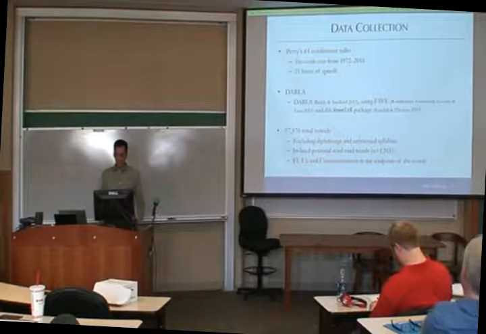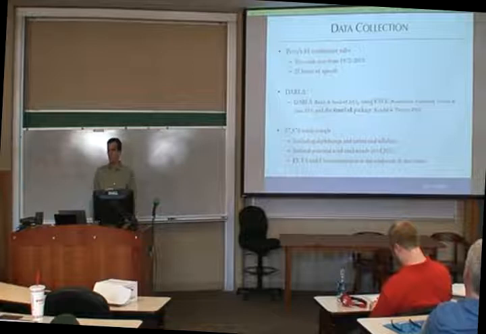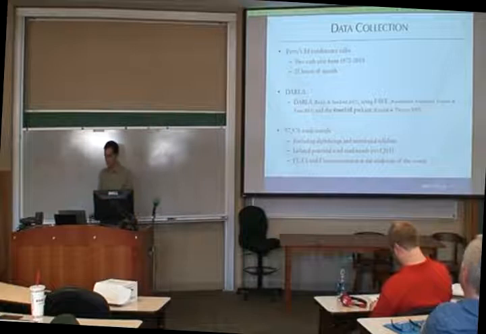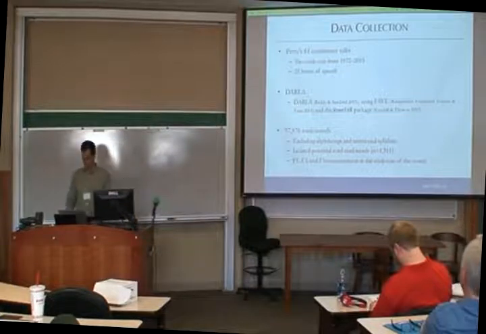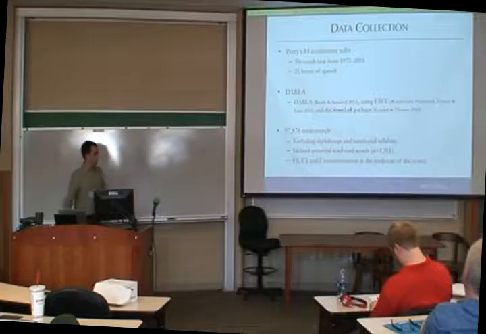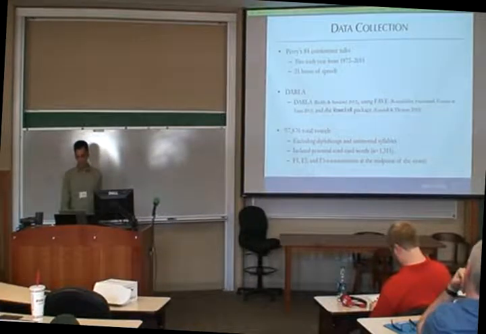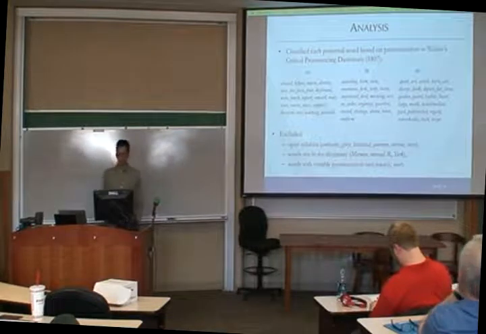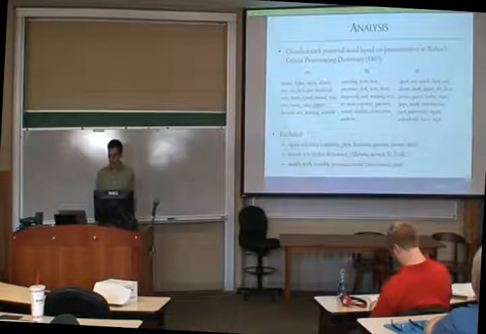And so I isolated words that were potentially involved in the cord-card merger, and I defined that as any vowel that had O or A followed by an R. I have about 1,300 tokens of those so far. I haven't finished going through all this data. And then F1, F2, and F3 measurements were taken at the midpoint of the vowel. Each of these 1,300 words was classified into one of three classes: OR, open OR, or AR.